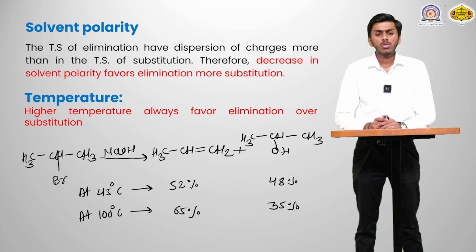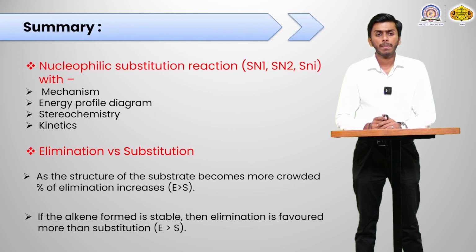The temperature also affects both elimination and substitution reactions. Higher temperature always favors the elimination product over substitution. We can see that the increase in temperature in the example given below favors elimination reaction, with 65% elimination product and only 35% substitution product.